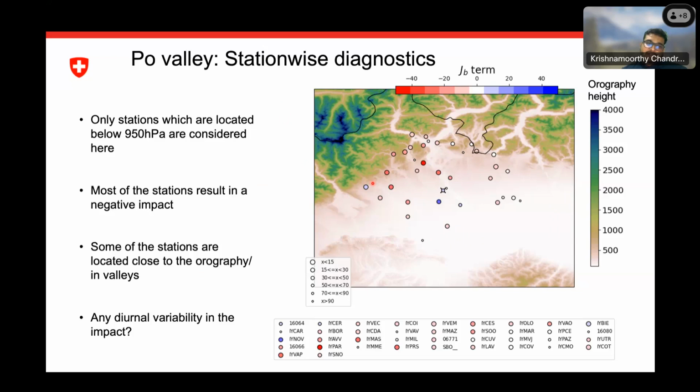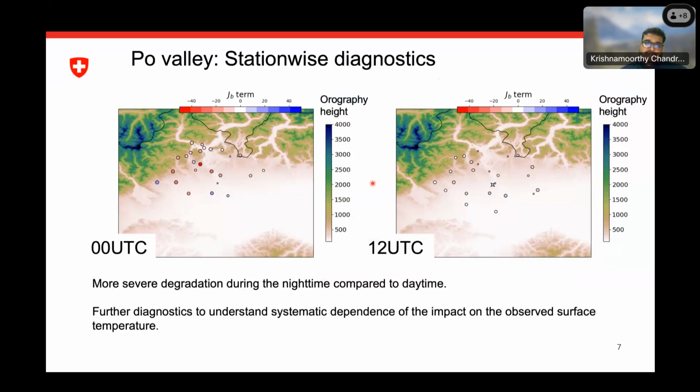Then we looked further to understand whether there is any diurnal variability of this impact. So we did this station-wise diagnostic, repeated for 0 and 12 UTC, because we have the radio soundings at these 2 times, for the same 3-month period. What you can see interestingly is that we have a very strong degradation during the night time compared to the daytime. Because in the nighttime we expect temperatures to be much colder than the daytime, we further looked at diagnostics which would allow us to see if there is any systematic dependence of this impact with respect to the observed surface temperature.